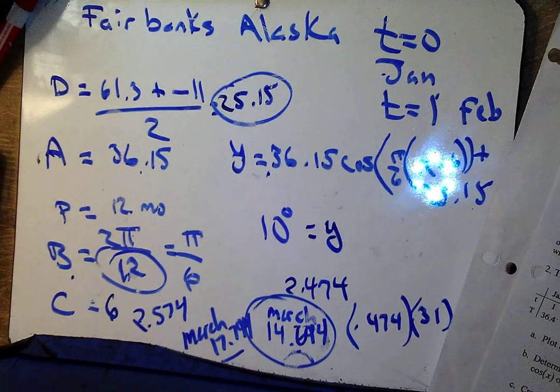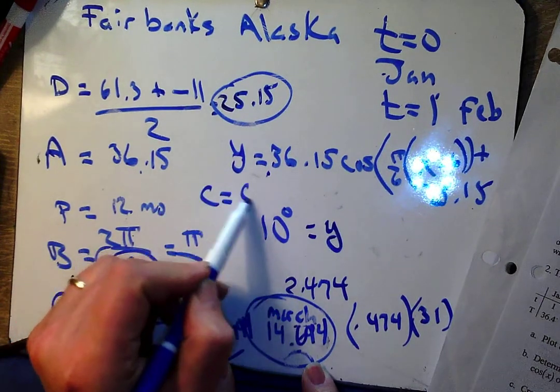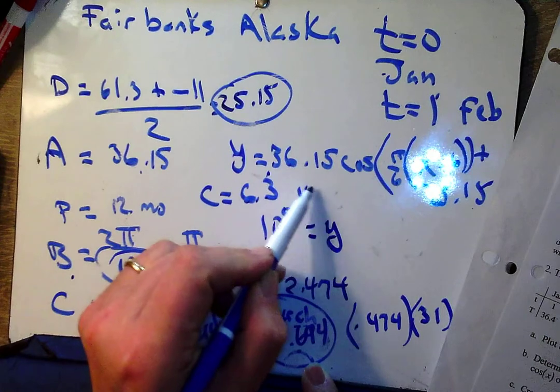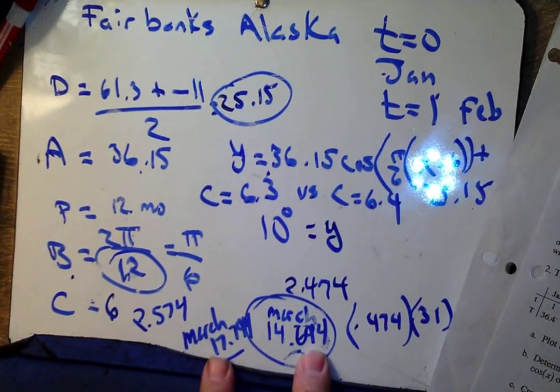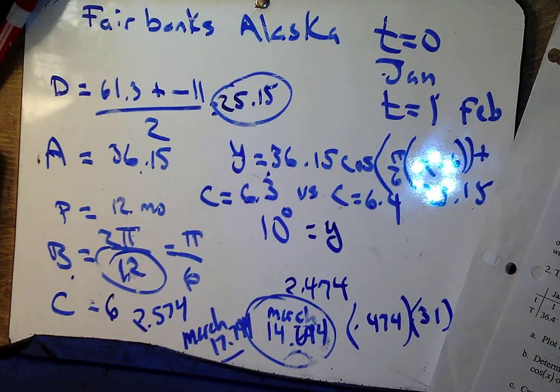So you've got some variation, but do push yourself hard to tweak and to not settle. Because look, even the difference between C equals 6.3 versus C equals 6.4 made a 3 day difference. Yeah, that's something to think about.